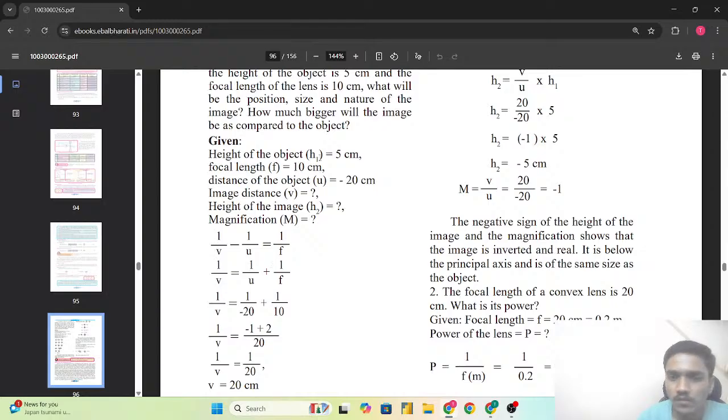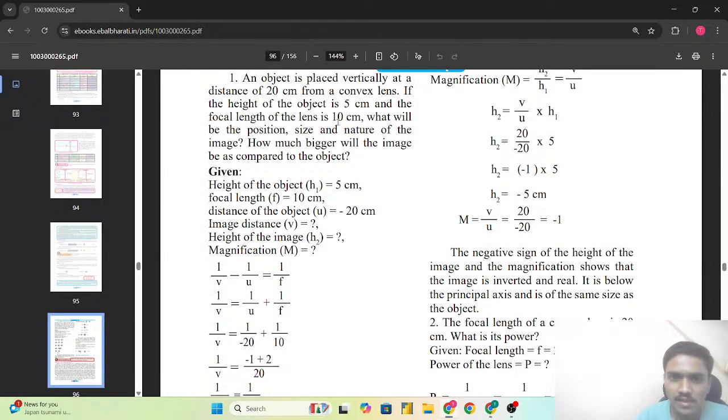Then we have the height 5 centimeter, focal length f equals 10 centimeter, and object distance u equals minus 20 centimeter. We have to find the image distance, as we have to comment on the size of the image and the position and nature of the image. So that we have to comment on.